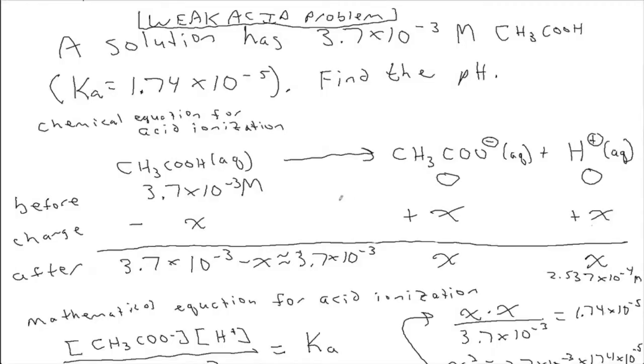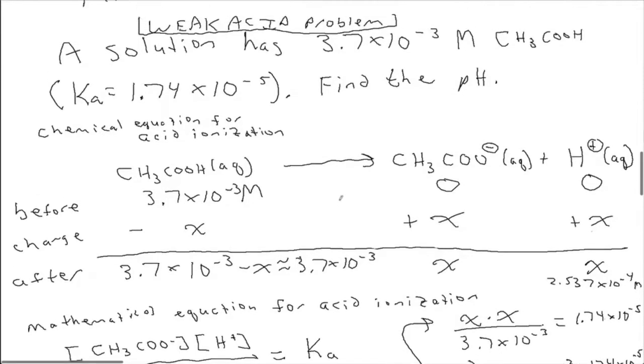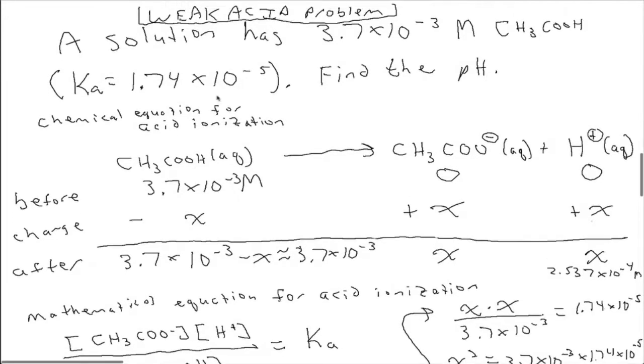Okay, so we've learned how to do weak acids. So first of all, how did we know this was a weak acid? Well, for one thing, they gave us the Ka. Remember, if they tell you the Ka, it must be a weak acid. How was this different than doing a strong acid? So there were a couple of big differences.